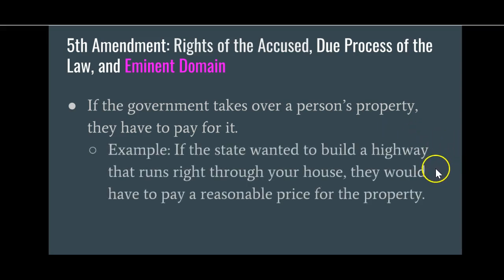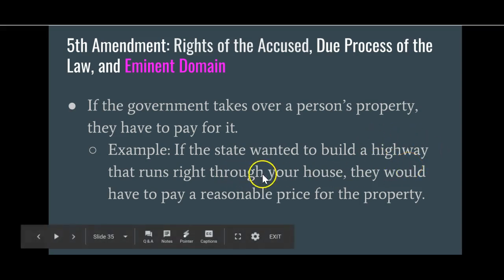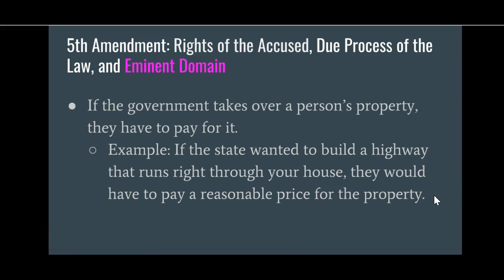Okay, so here's the example. If the state wanted to build a highway that runs right through your house, now think about that for a second. If they wanted to build a highway and the path that they want to use goes right through your bedroom, they would have to pay a reasonable price for the property. So they couldn't just give you, say, $1 because they're going to take your house. They have to pay what is called fair market value. They have to pay you what your house is worth if they take it over and they make you move.